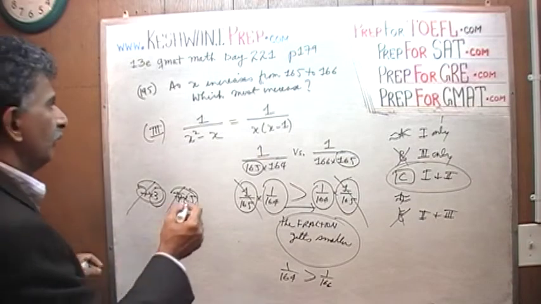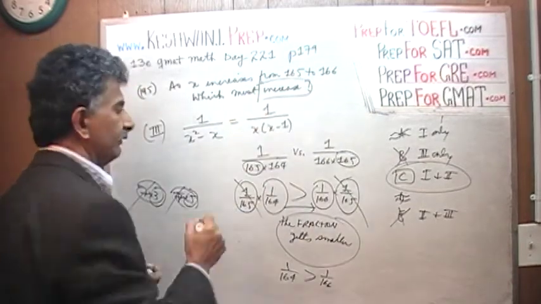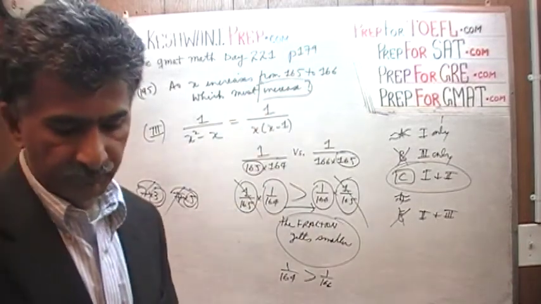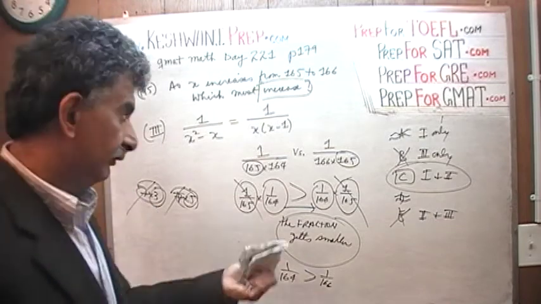The question was, which of the following is increasing? The third one is not increasing, the third one is decreasing. And therefore the answer is C, as we already said.